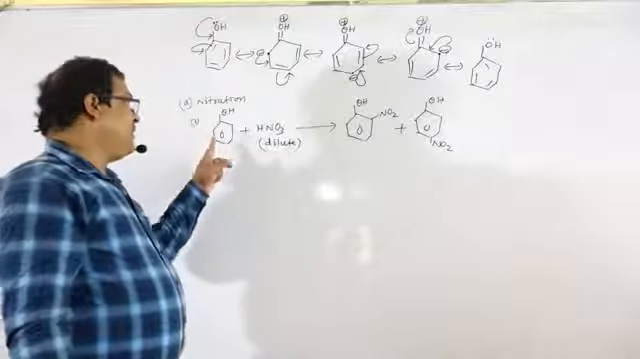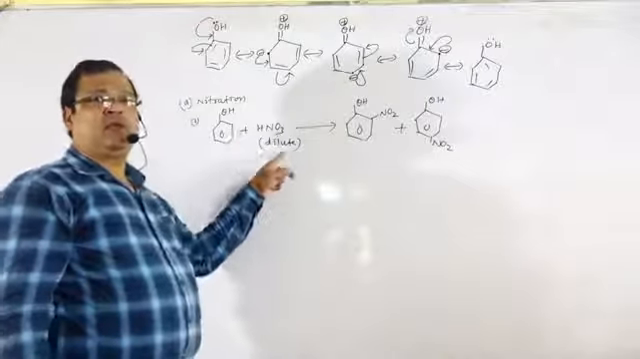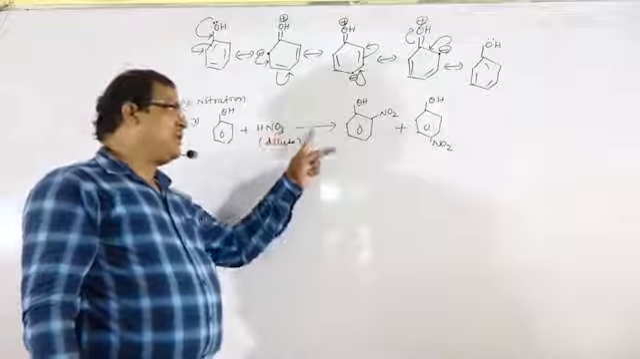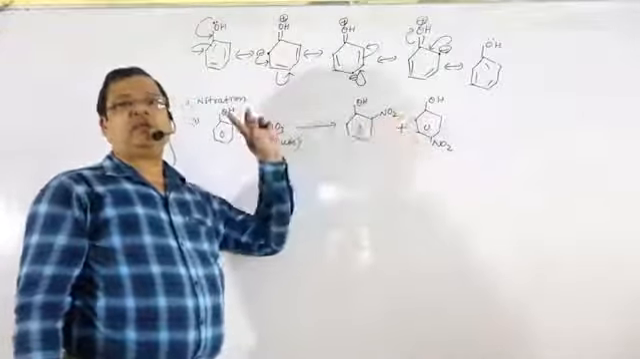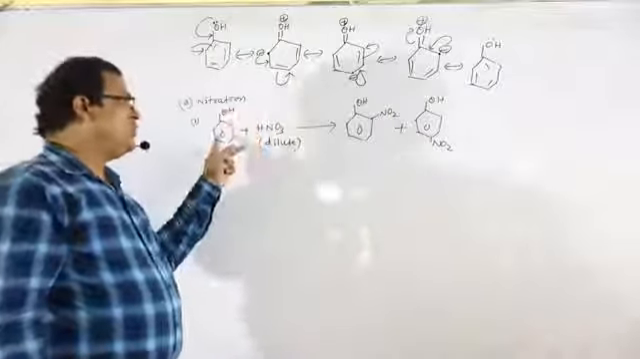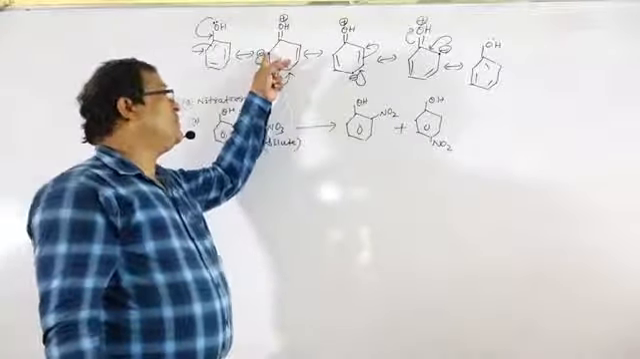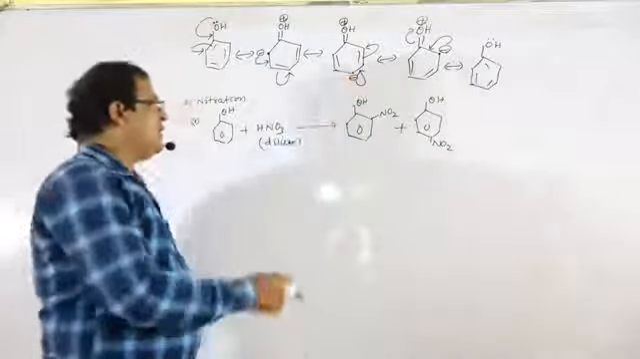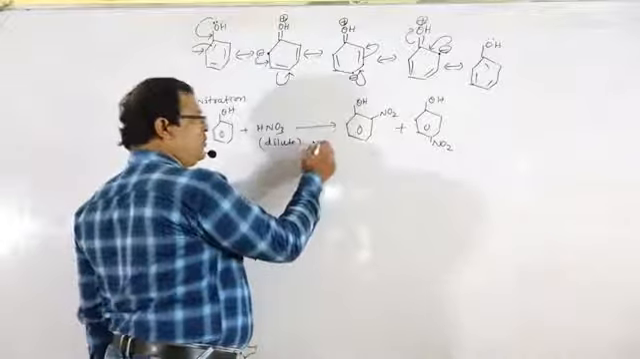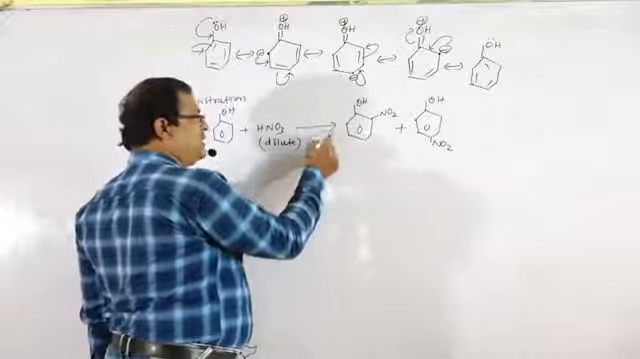So whenever phenol is treated with dilute nitric acid, there is the formation of ortho-nitrophenol and para-nitrophenol. The NO2 group will get directed either to the ortho position or to the para position. In this case, the electrophile is NO2 plus.